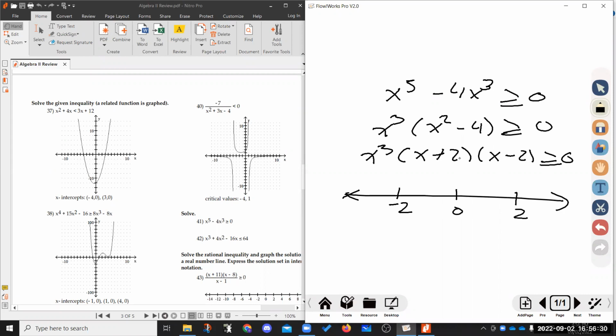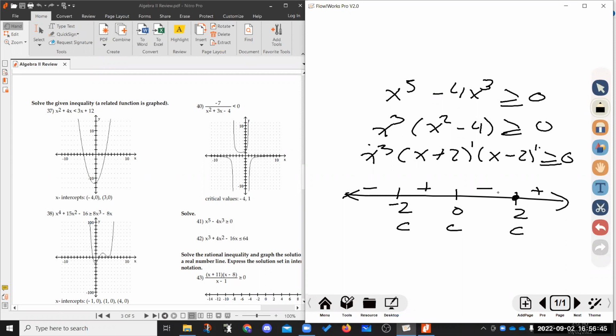All of these are odd multiplicities because 1, 1, and 3 are all odd numbers. So it's going to cross at all of these. And we're going to start over here on the right. This is going to be positive, negative, positive, negative.